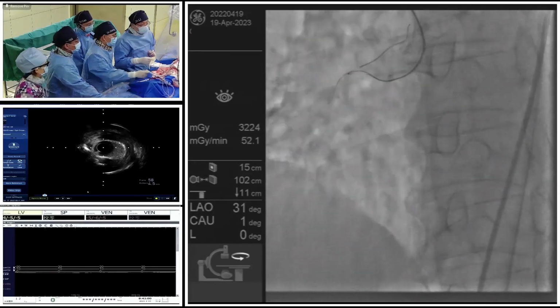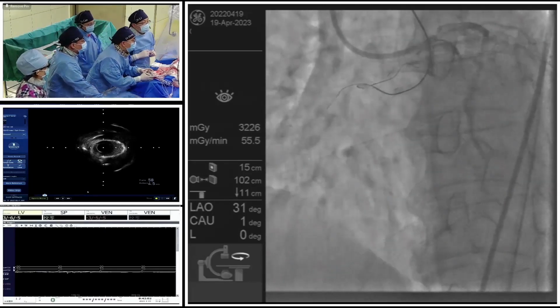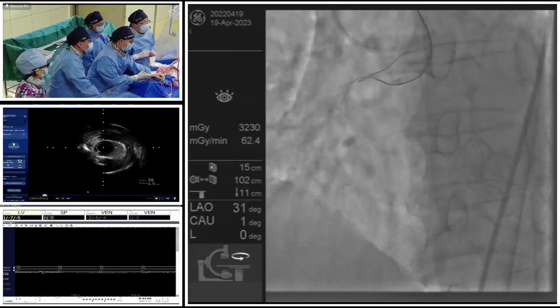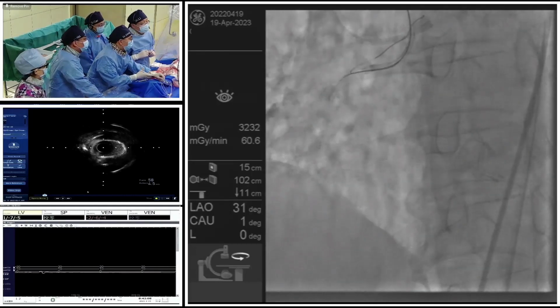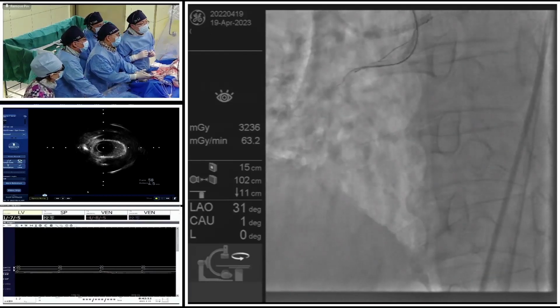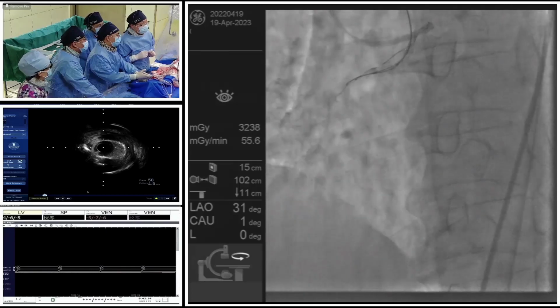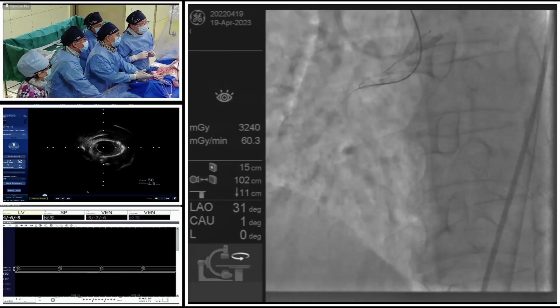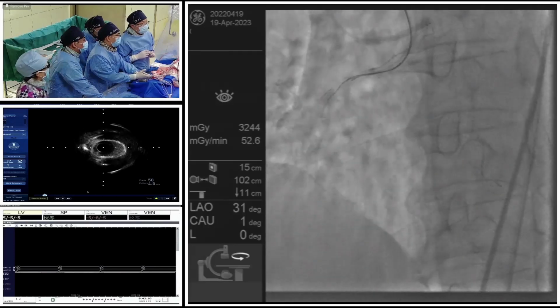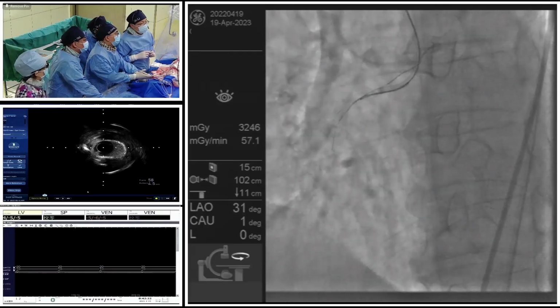Okay, Andrew, retrograde. There is resistance. I think it is in the wrong direction. Okay, let's switch to the retrograde approach. I think we should. How about this one? Okay, Andrew.